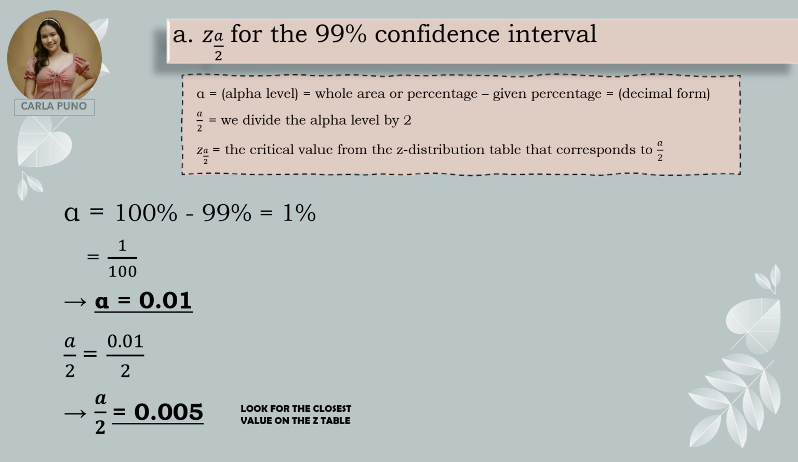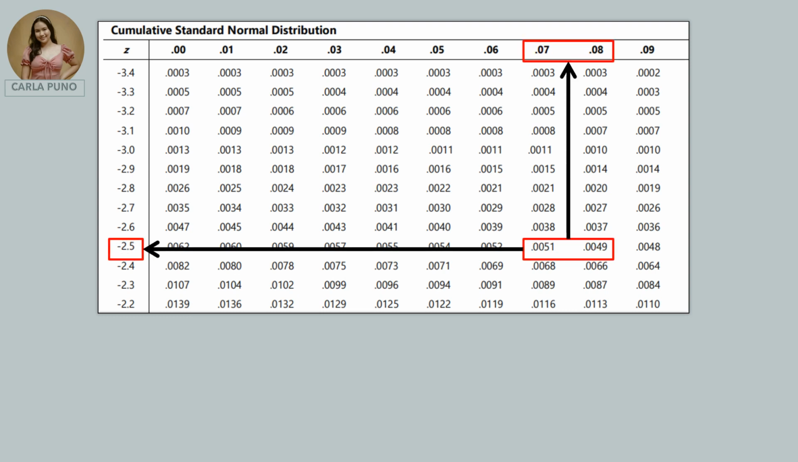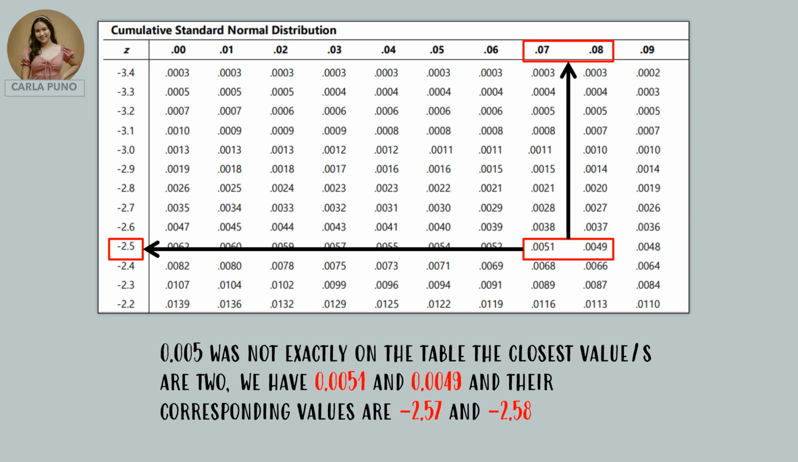And now we look for the closest value on the Z table. We are looking for the closest value of 0.005 on our Z table. We have two closest values for our 0.005. 0.005 was not exactly on the table. Therefore, the closest values are 0.0051 and 0.0049, and their corresponding values are negative 2.57 and negative 2.58.